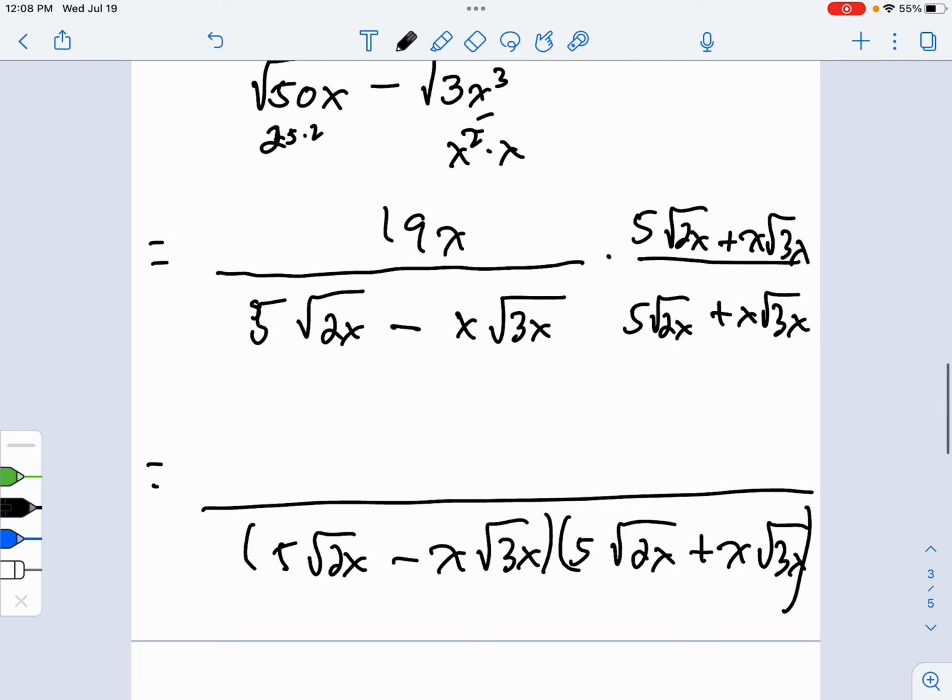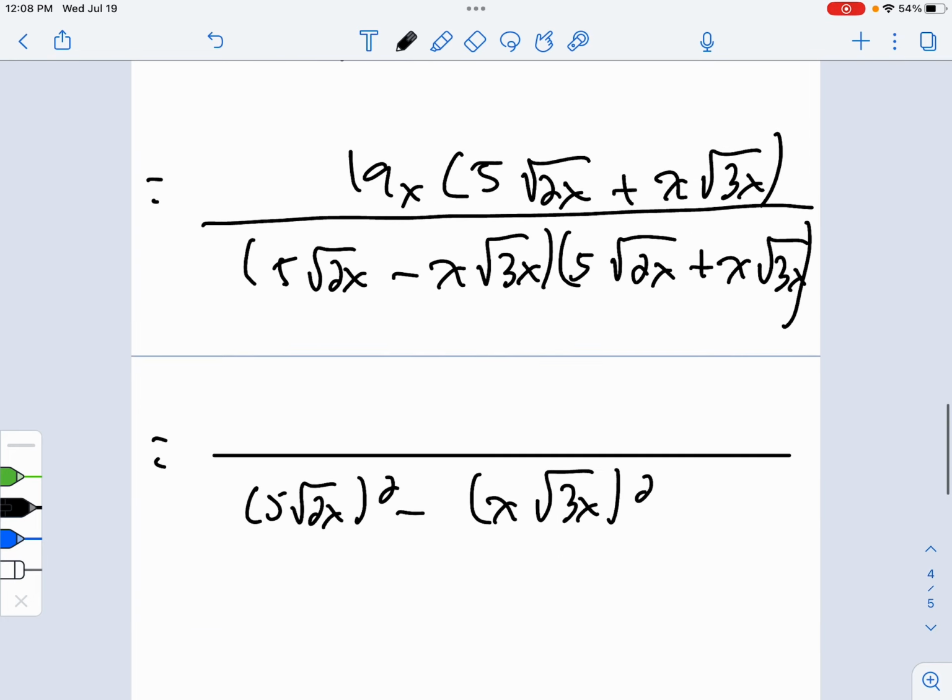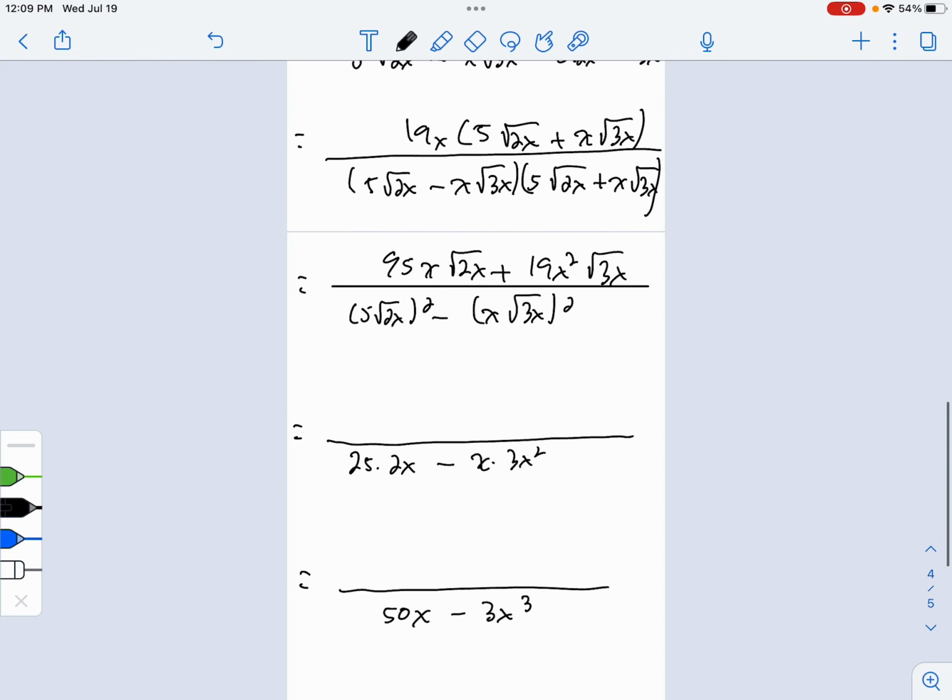And then for the top, we don't care too much about. Sorry to hurt your feelings, numerator, but we're more interested in the denominator. So you would get 95x square root of 2x plus 19x squared square root of 3x, and that's about it. You can't simplify that expression any further, and that's what I would have. And it doesn't look nice, but it is what it is.